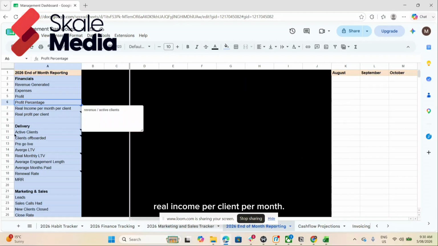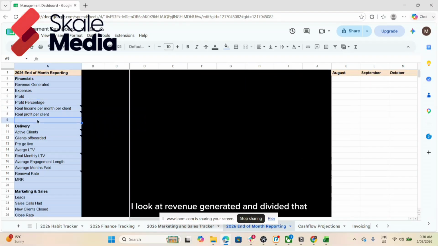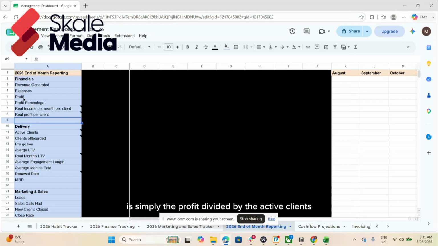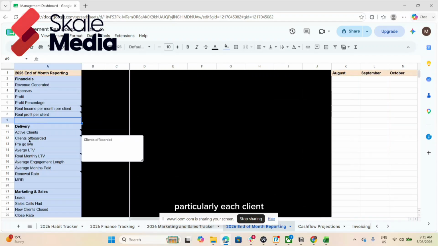Real income per client per month. Basically, I look at revenue generated and divide that by the number of active clients. That gives me the real income per client. And then the real profit per client is simply the profit divided by the active clients. That's a really good way to make sure that you're actually profitable inside the business, particularly on each client. So if you see this going down, it means you need to charge more.